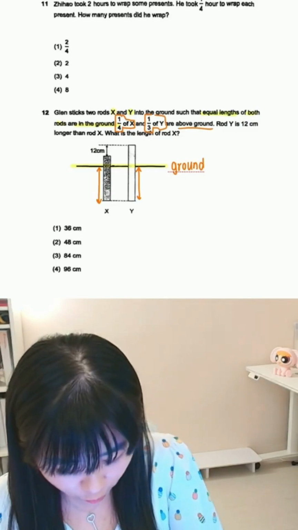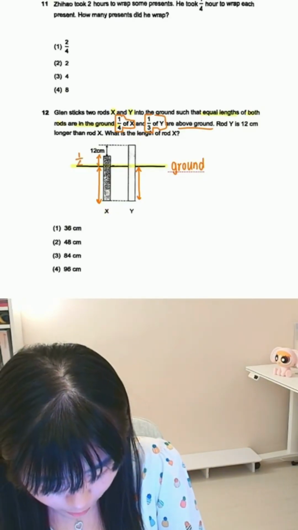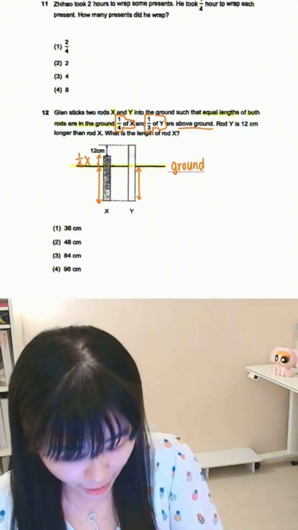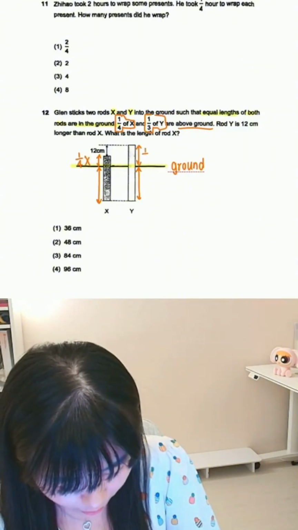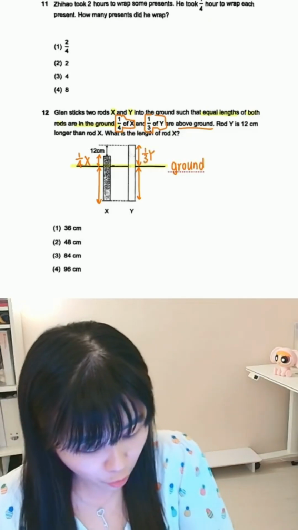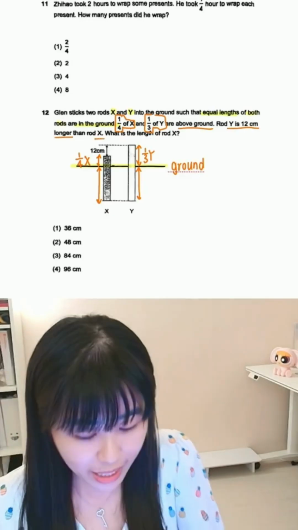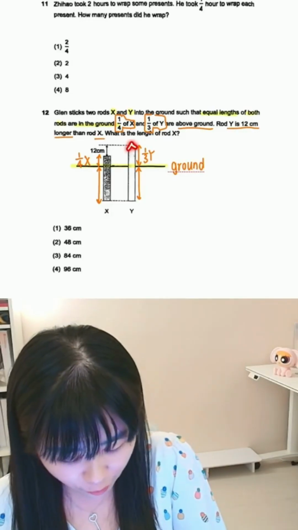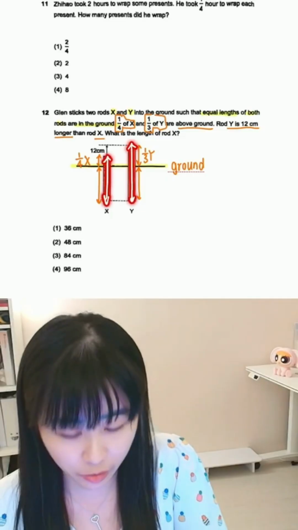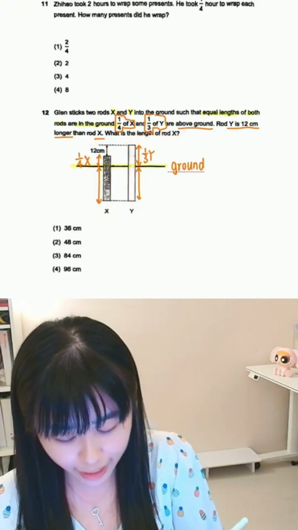So 1/4 of X, your X is here, right? So it means this part here is your 1/4 of X that are above, and then this part here is your 1/3 of Y that is above the ground. Rod Y is 12 cm longer than rod X. So where's the difference? The difference comes from this Y minus the X, right? Which is the 12 cm. And then they ask what is the length of rod X.